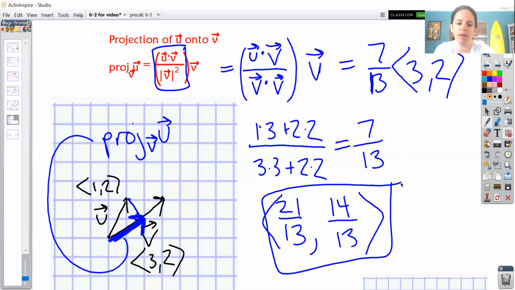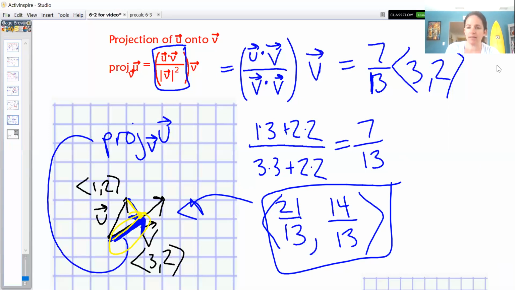And then I can check by coming back over to my picture and looking to see if that makes sense. 21/13 would be in between 1 and 2, 1 and a bit, and then 14/13 is just a tiny bit over 1. So that's saying I'm going 1 and something and then a tiny bit over 1, and I'm landing about right there. Obviously my picture was not perfect. I didn't even use the straight line tool, but you can see that, yep, that's about where we landed. And so this blue vector right there was the projection of u.